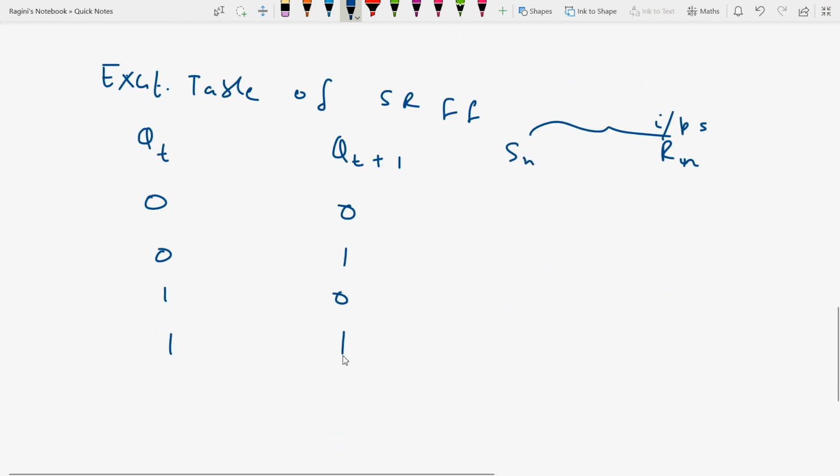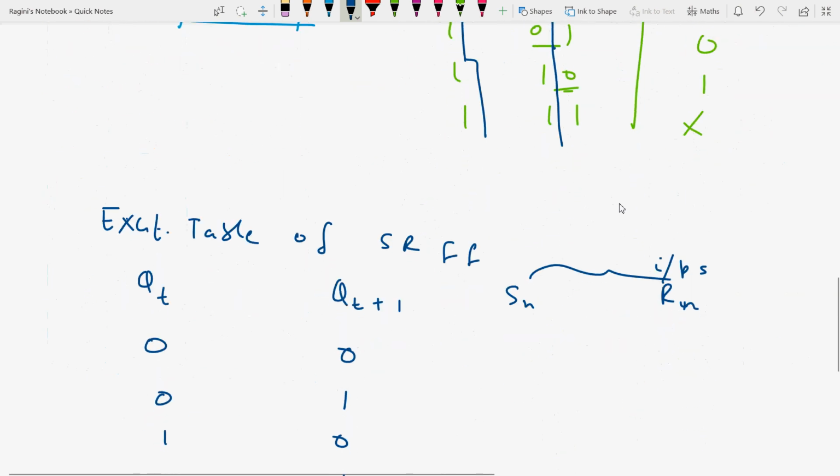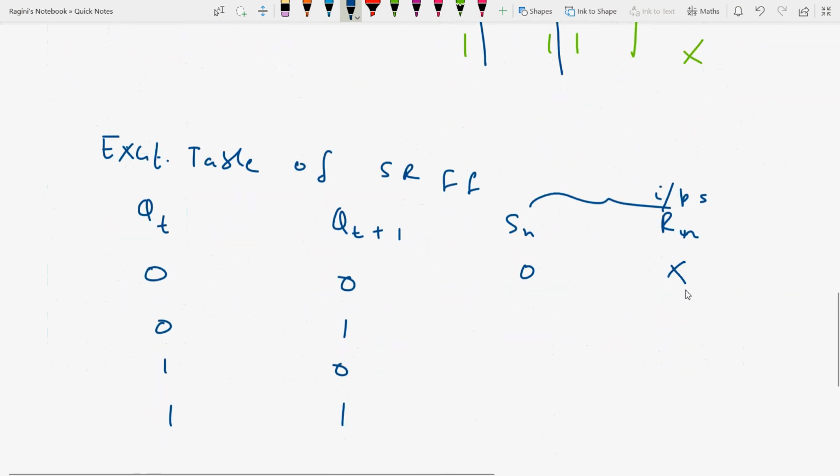Now, as you can see from this table, when present state Qt is 0 and Qt plus 1 is 0, that occurs 2 times, and these are the necessary inputs for the excitation table. Necessary inputs, that means from the characteristic table we observe the table in this way. So Qt is 0, Qt plus 1 is also 0. So S is 0 and R is changing from 0 to 1, so it will be a don't care condition. So here we write S as 0 and Rn will be X. Right?